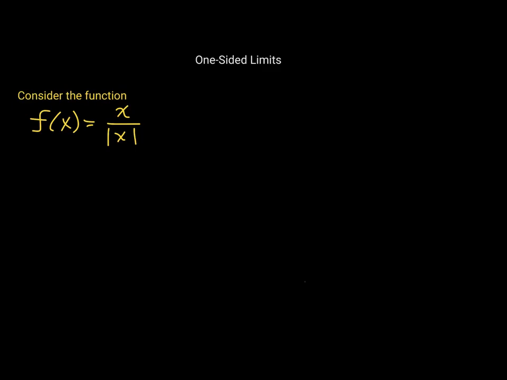Now, if x is positive, then this is just x over x, which is equal to 1. If x is negative, then these two values are opposites, so the quotient is equal to -1, right? Here's the graph. Notice that the function is undefined at x equal to 0, of course, because we cannot divide by 0. So this is the graph.